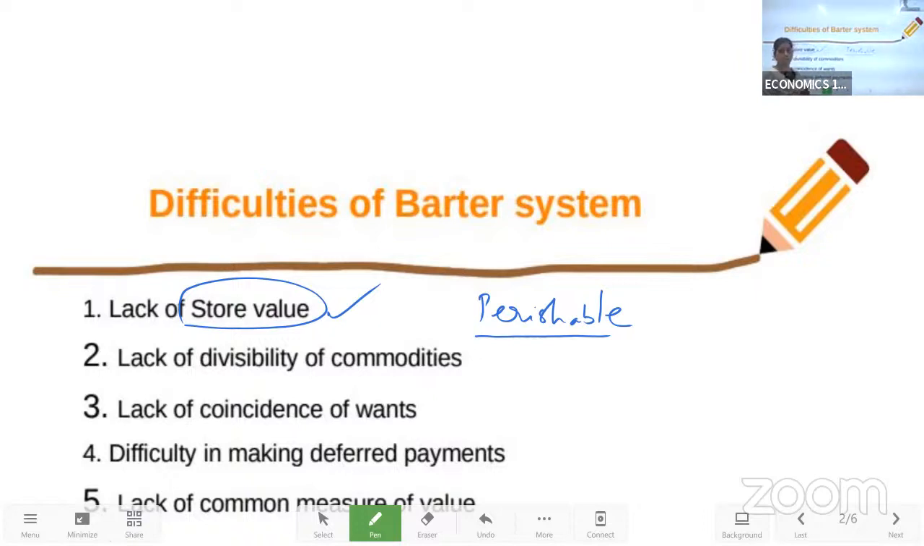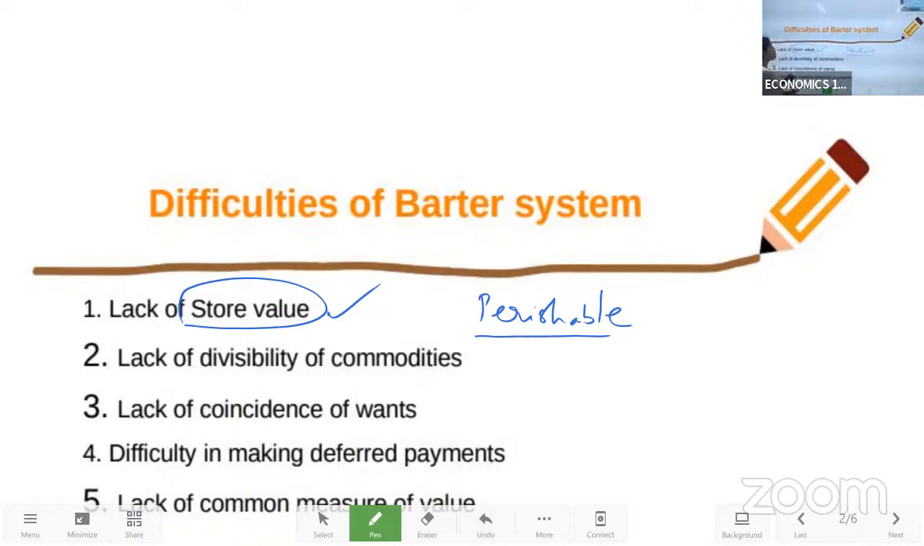There are some goods which are durable. Durable goods means you can use them many times, which are not going to be spoiled within a short period. But even these durable goods, after a certain period of time, the value may diminish. Diminish means decrease. So for that also, there is a problem to store. So under the barter system, one of the difficulties is the lack of store of value. I hope it is clear to all.